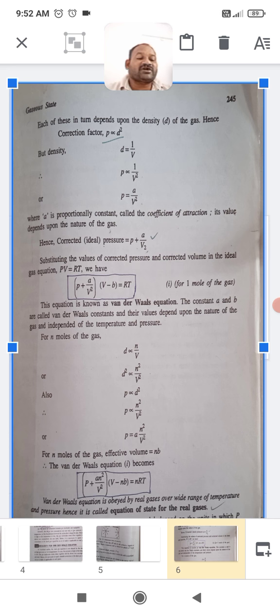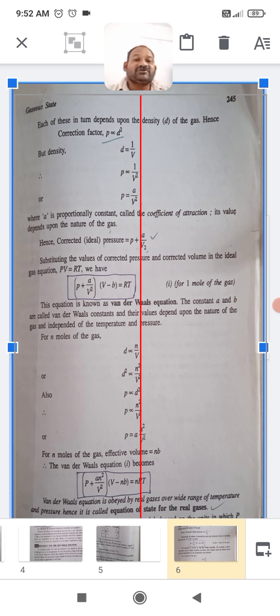Substituting the value of corrected pressure and corrected volume in the ideal gas equation PV equals RT, we get P plus a by V square, into V minus b, is equal to RT. This equation is known as van der Waals equation. The constants a and b are called van der Waals constants, and their values depend upon the nature of the gas and are independent of the temperature and pressure.